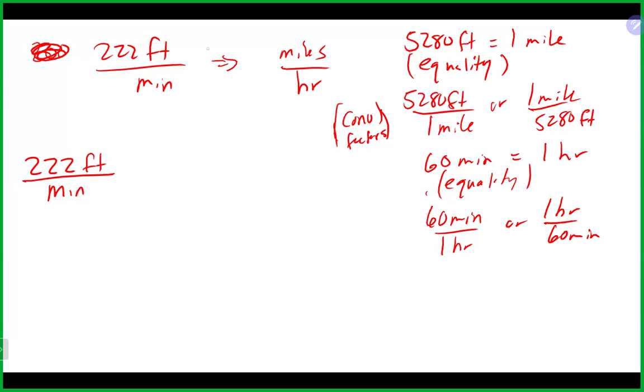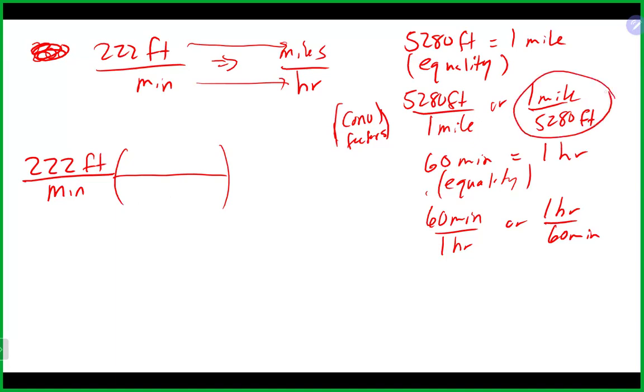So in this case, we basically just got to do this conversion and this conversion. It really doesn't matter which one you start with. I'm going to start with the top. So up on top, I do have feet, which means I want to get rid of feet. So I'm going to go opposite of the top where feet are, and I'm going to use the conversion factor here on the right to do that. And that will give me 1 mile on top and 5,280 feet on the bottom.